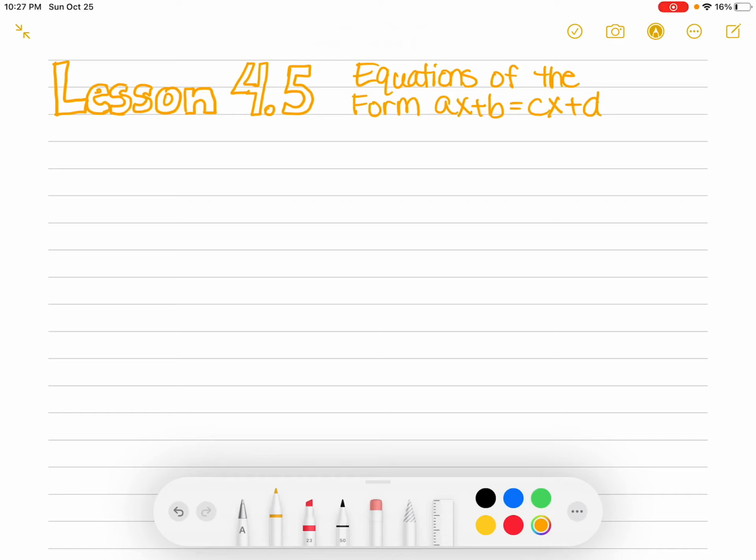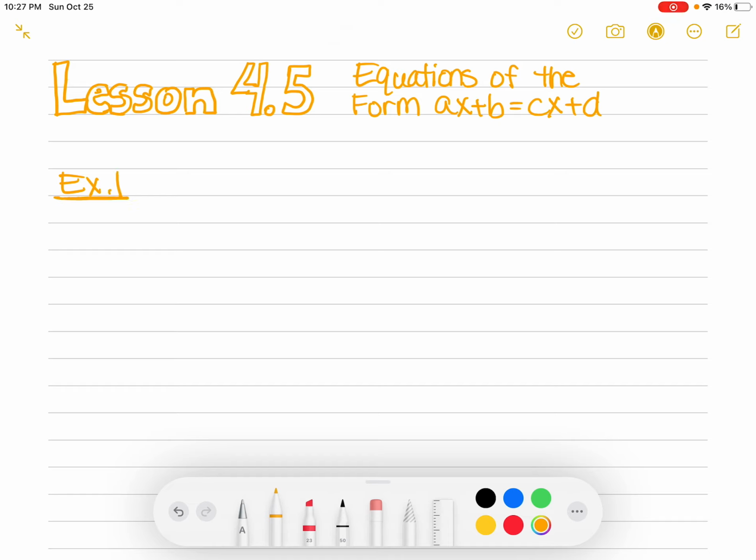Hello students, today we're doing lesson 4.5, equations of the form ax plus b equals cx plus d. This one is just a different type of equation, and I'm going to show you 3 examples. I don't think it's too difficult, but there are a couple more steps in this. Let's go ahead and start with example 1.